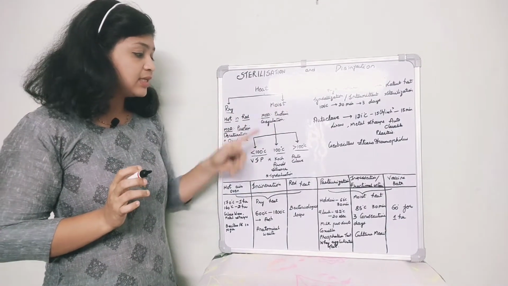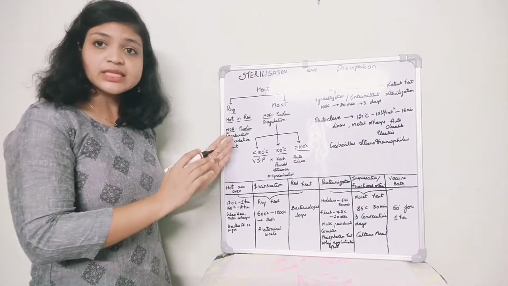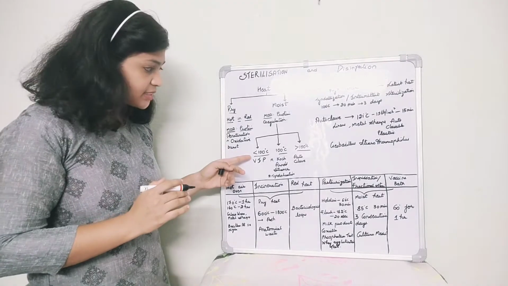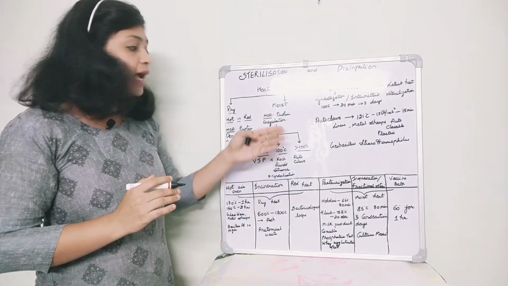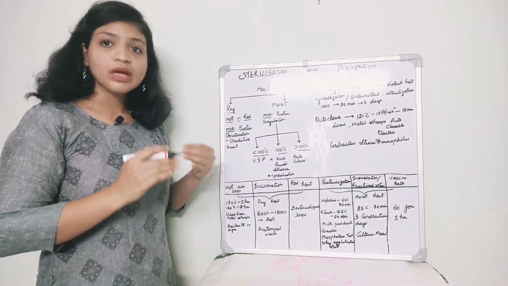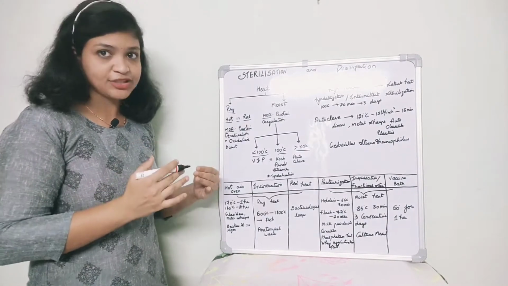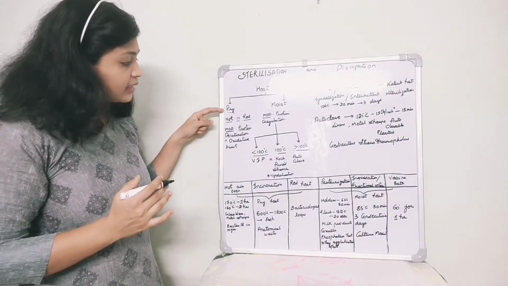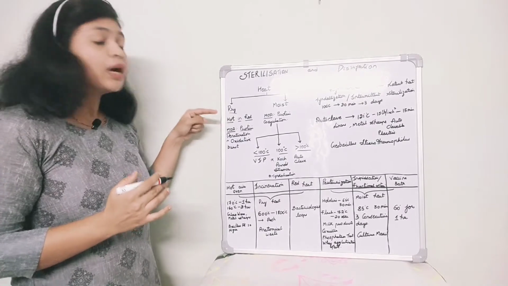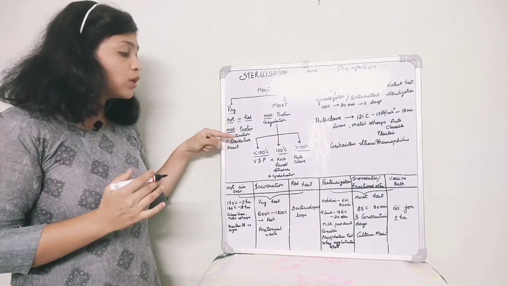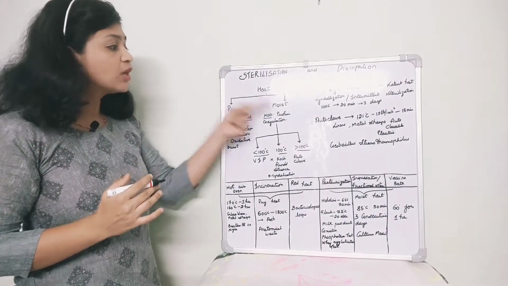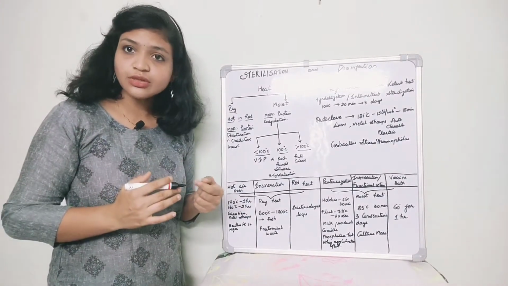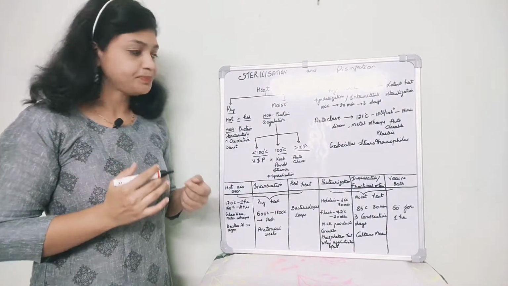In moist heat we have the processes which are done at less than 100 degrees Celsius, at 100 degrees Celsius and greater than 100 degrees Celsius. Now we will look at the mechanism of actions. For dry heat, the mechanism of action is protein denaturation and oxidative burst. Coming to moist heat, the mechanism of action is protein coagulation.